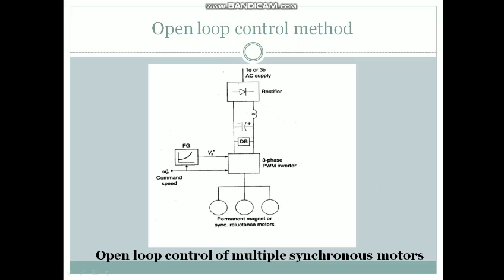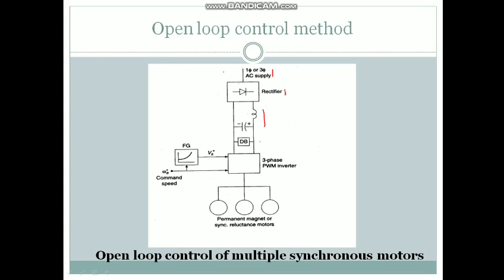In this diagram, a single phase or three phase supply is given, and a rectifier is used to convert the AC to DC. This DC will not be a good waveform, so we have to smoothen it. We use an LC filter, an inductor and capacitor, to smoothen the wave. After this, the wave is passed to the inverter, where a function generator gives supplies proportional to the stator flux, so that the stator flux remains constant. The PWM pulses are then given to multiple synchronous motors.